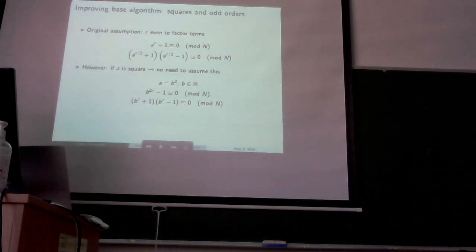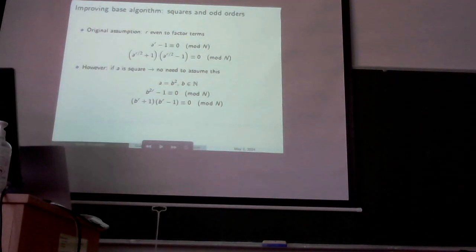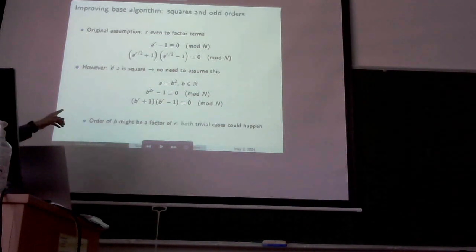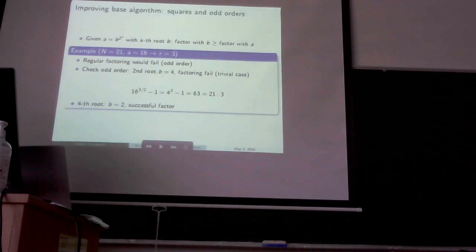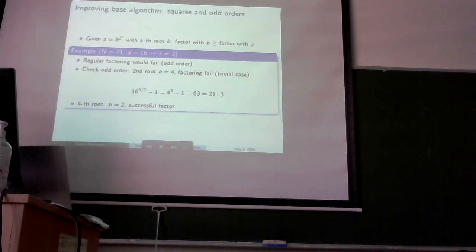But one needs to take notice because now this second trivial case, which before couldn't happen, now might happen, because B, which is also going to be an element in the group, could have an order which is smaller than R. R is the order of A. So now both trivial cases could happen. This idea can be more generalized in the sense that if A happens to be a power with the lowest root being B, it can be shown that factoring with the root instead of factoring with the value of A is similar, and in a few cases it can be even better.